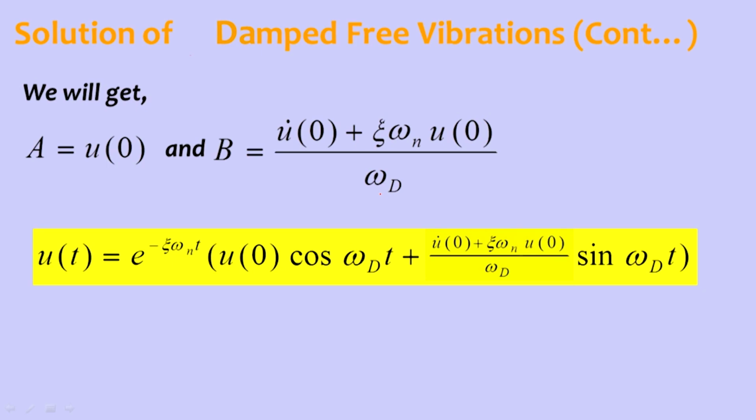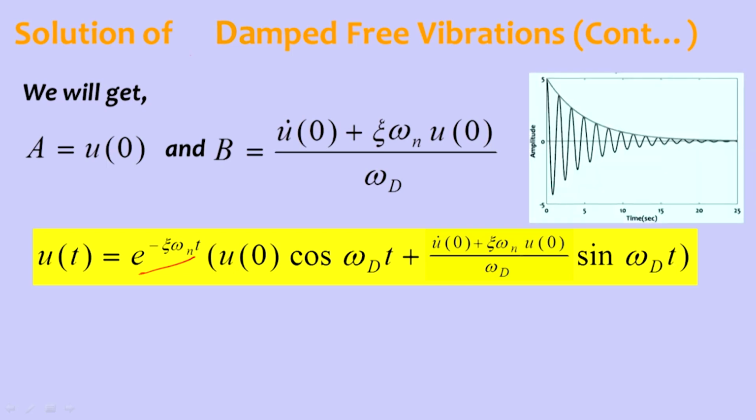If we substitute these two constants in the proposed equation, we get this big equation which contains two terms. One is e to the power of minus zeta omega n t, which is the envelope function, and then u0 cos omega d t plus (u dot 0 plus zeta omega n u0) by omega d into sin omega d t.